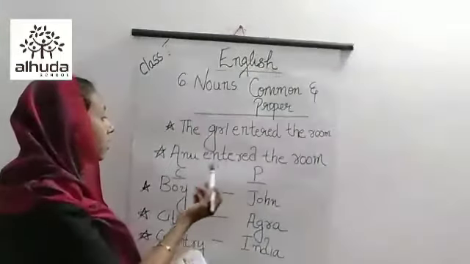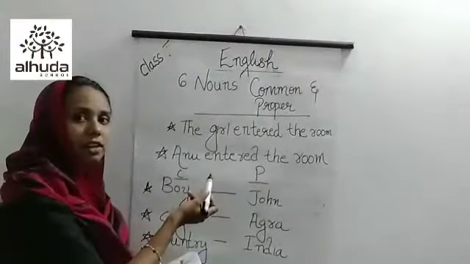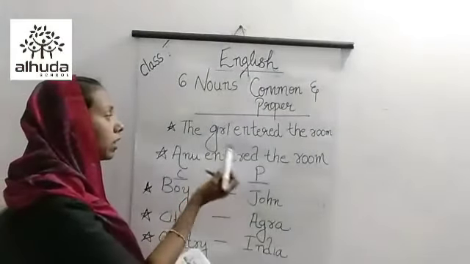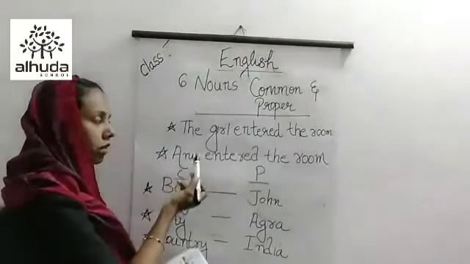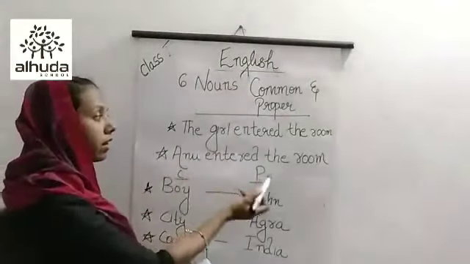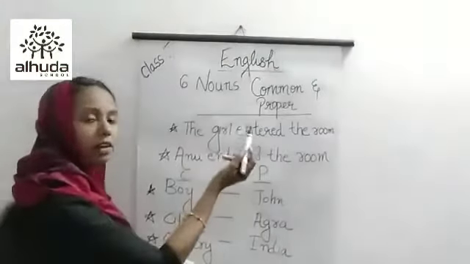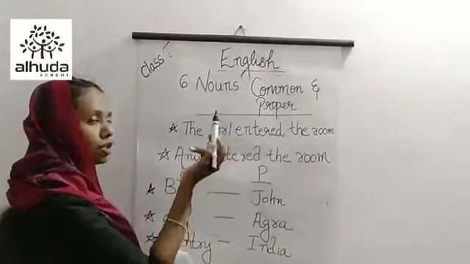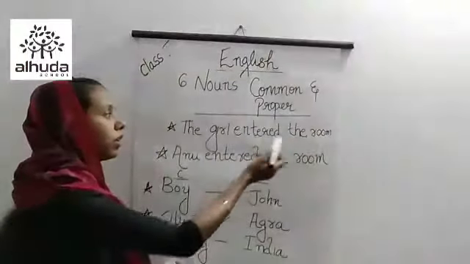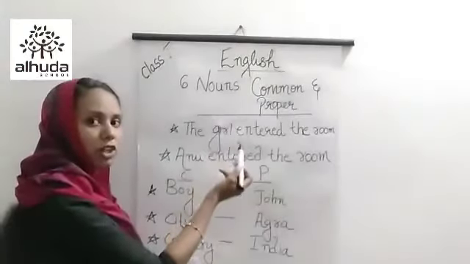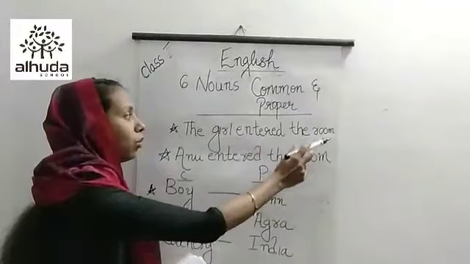What about the second sentence, children? Anu entered the room. So the second sentence tells about a particular person, isn't it? A particular person, that is Anu. Anu is a girl who entered the room. In the first sentence, it may be any girl, that is Anu, Chinju, Maya, Minnu, any girl. Here it is not mentioned, so we can say that it may be any girl who entered the room.